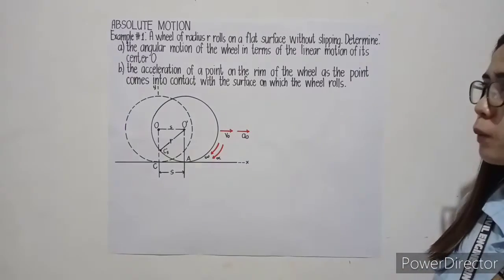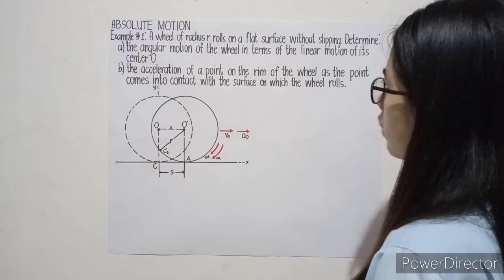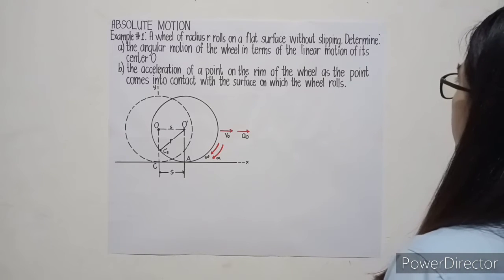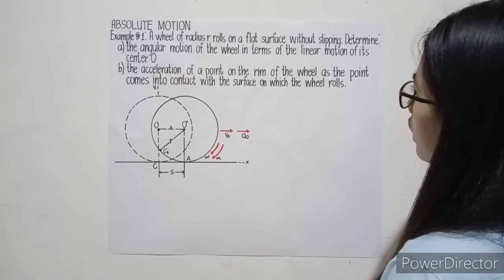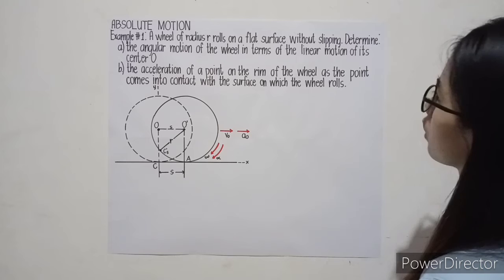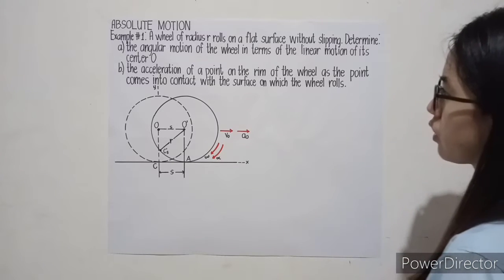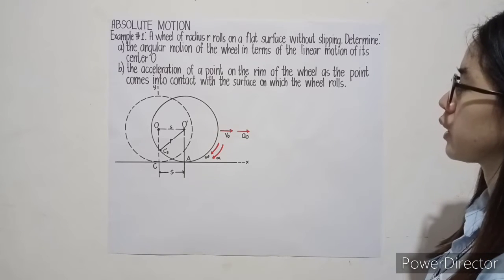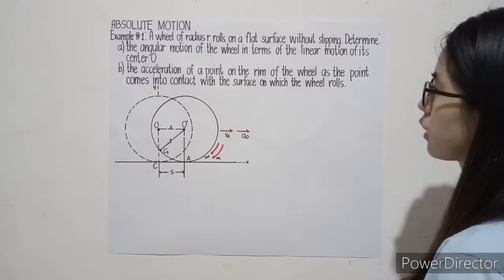So for absolute motion, I choose example number 1. A wheel of radius r rolls on a flat surface without slipping. Determine A, the angular motion of the wheel in terms of the linear motion of its center O. And for letter B, the acceleration of a point on the rim of the wheel as the point comes into contact with the surface on which the wheel rolls.